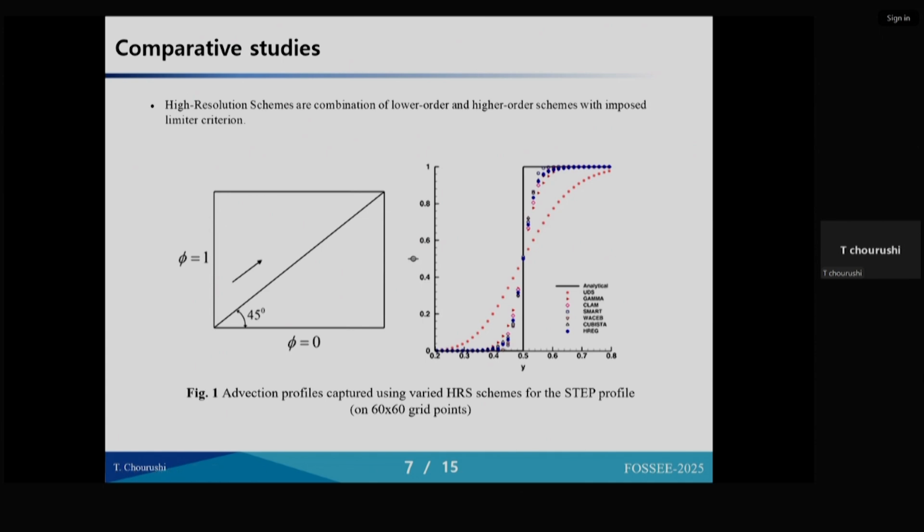Using this test problem, we compared different numerical schemes and studied how the behavior will be. The lowest order scheme is the UDS, which represents the upwind scheme. Although it is the most stable, if you see the capture of the profile, it is not even predicting the steep gradients. That is a drawback of these methods. But the rest, more or less, are somewhere closer. If I need a very highly accurate solution, then I will choose either Cubista, Vaseb, or Hereg scheme, which is the last one.